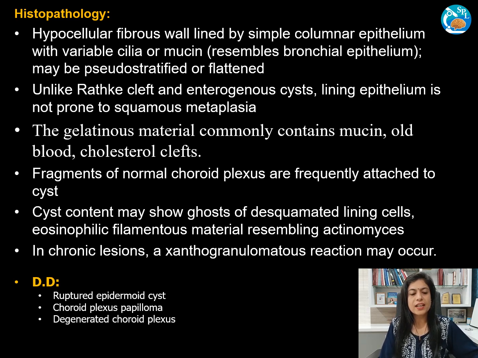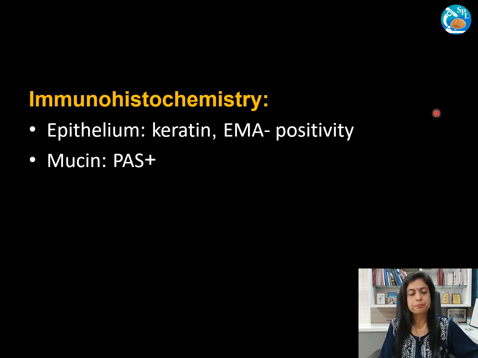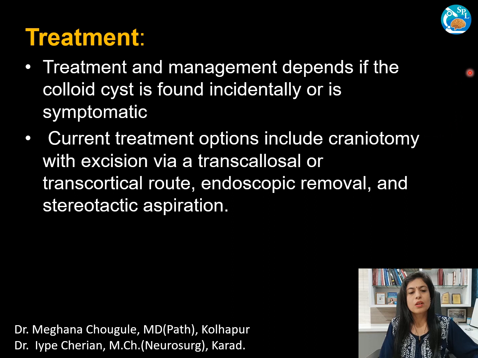So the differential diagnosis here is a ruptured epidermoid cyst, a choroid plexus papilloma, or a degenerated choroid plexus. Immunohistochemistry is not required, but the lining epithelium will be positive for cytokeratins and EMA, and the mucin may be demonstrated by special stain. Treatment and management depends on whether the colloid cyst is found incidentally or is symptomatic.